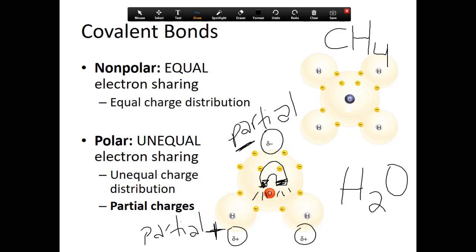This particular example is water. We have a whole separate unit where we're going to talk about water. But for now, you need to remember that water is polar. It exhibits unequal electron sharing, which results in partial charges within the molecule.